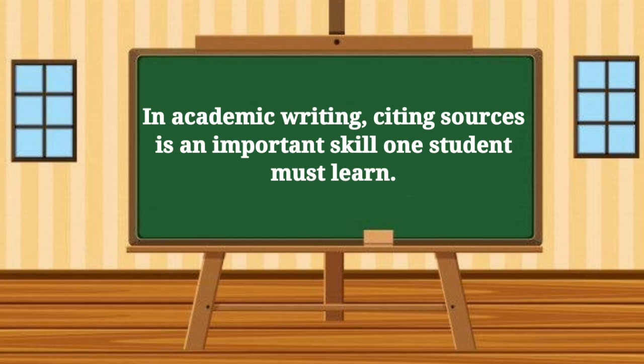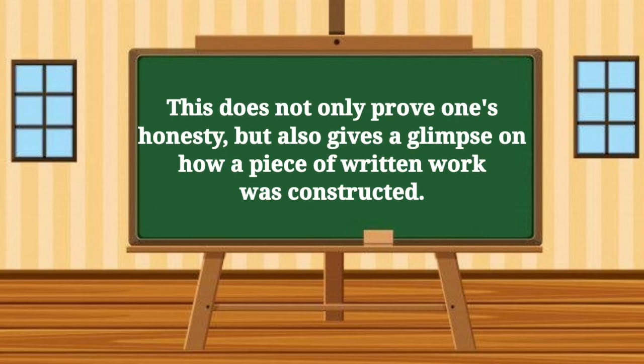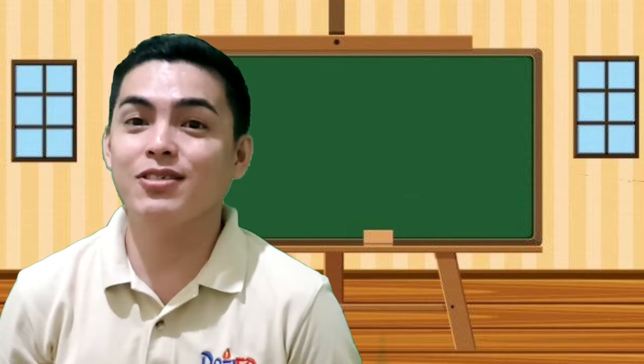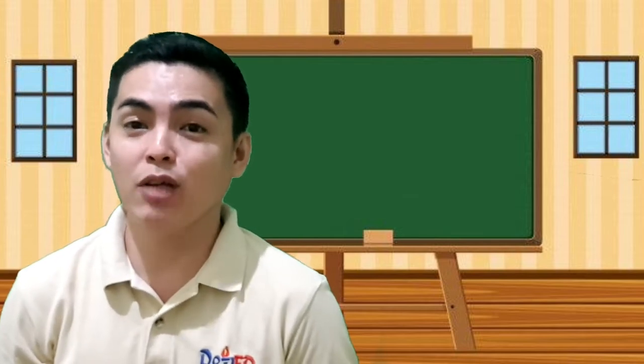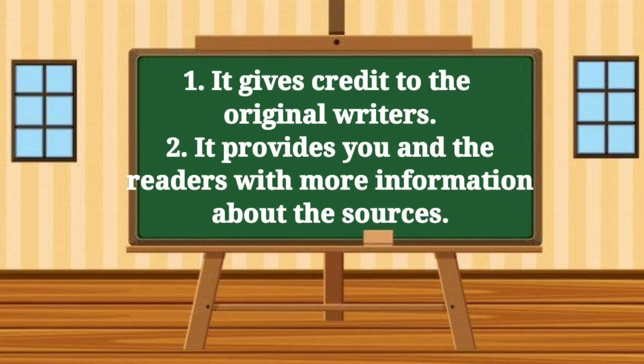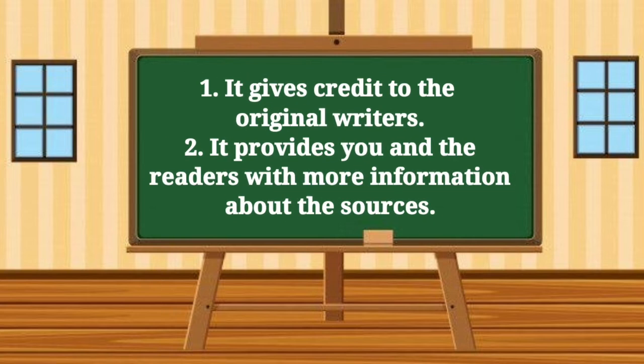In academic writing, citing sources is an important skill one student must learn. This does not only prove one's honesty, but also gives a glimpse on how a piece of written work was constructed. We also need to cite our sources for the following reasons. It gives credit to the original writers.